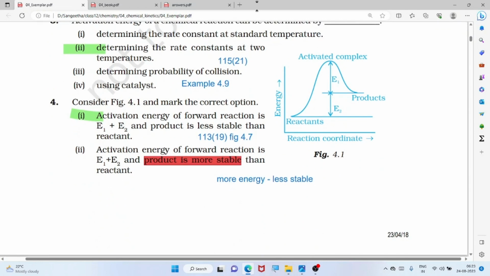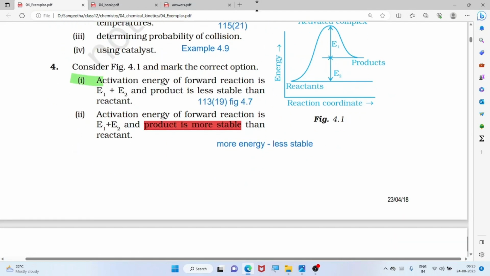From figure 4.1, here the product has higher energy than the reactants. Whenever you have higher energy, it is unstable. This is the activation energy of the forward reaction, that is correct. The product is less stable than the reactant. Correct, because the reactants have lower energy than the product, and more energy means unstable. This is correct. Activation energy of the forward reaction is okay, but the statement that the product is more stable is wrong. That is why this is wrong.